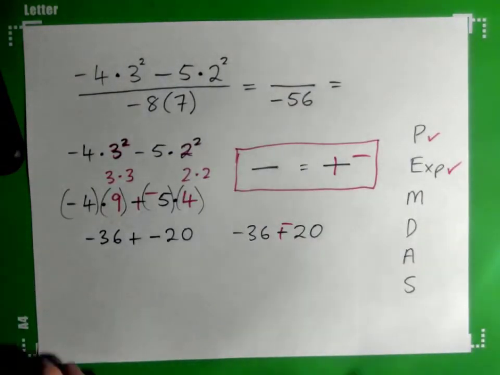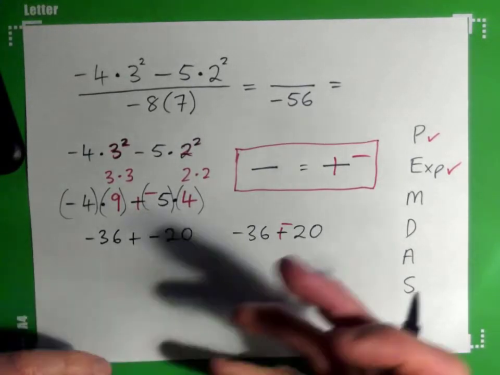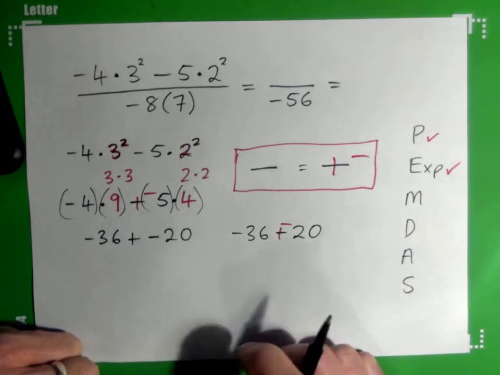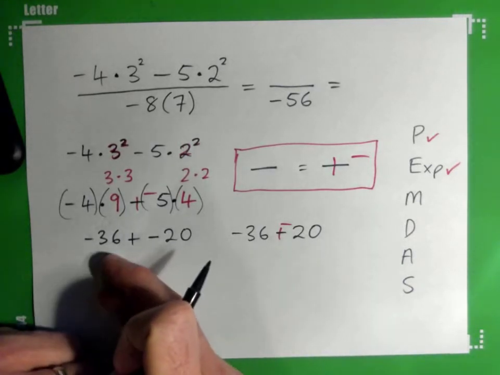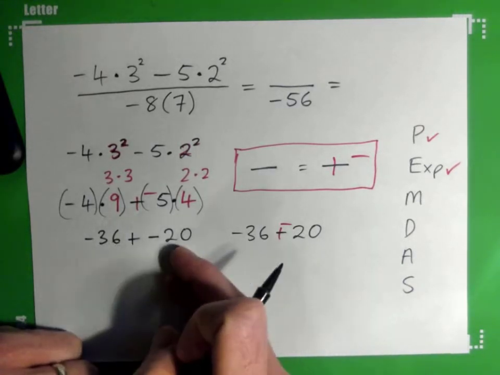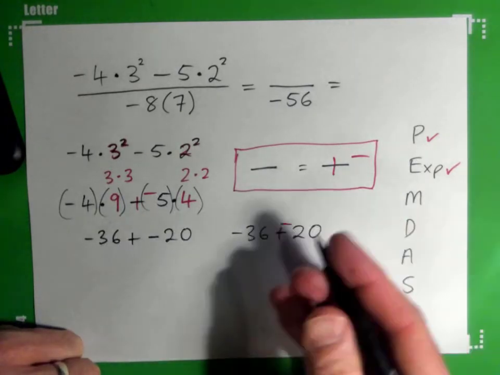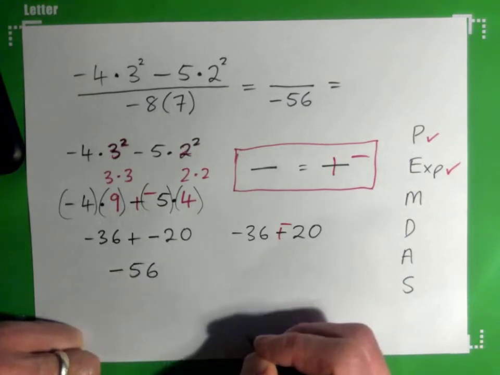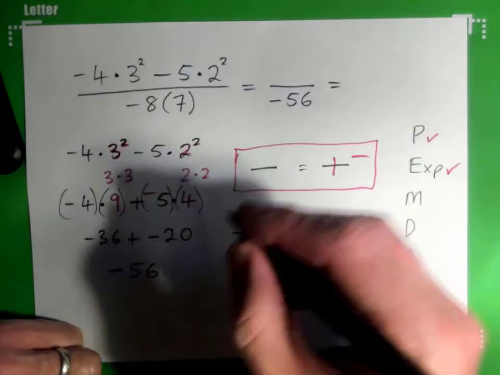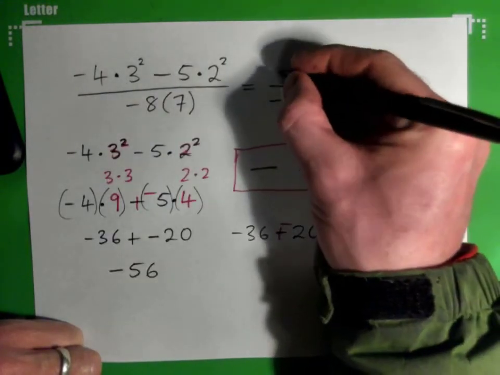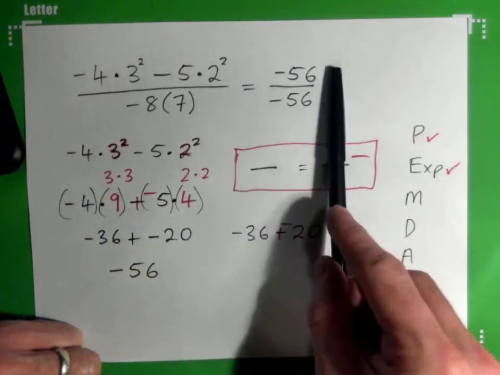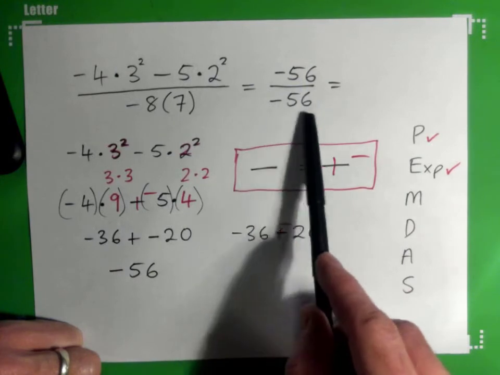So in any case, we've got negative 36 and a negative 20. What does that make? Negative 56. Yeah, 36 bad guys plus 20 bad guys is lots of bad guys, right? Isn't it? Yes. It's 56 bad guys. Make sense? Yes. So the top of the fraction gives us negative 56. And so our fraction becomes negative 56 divided by negative 56.